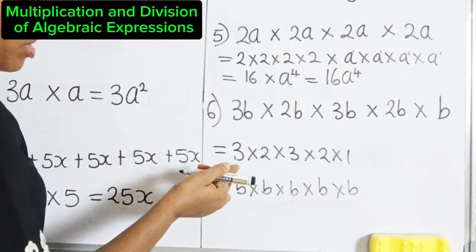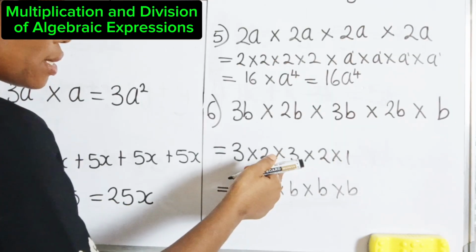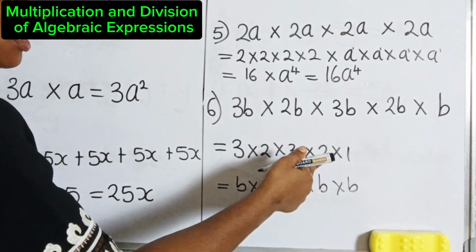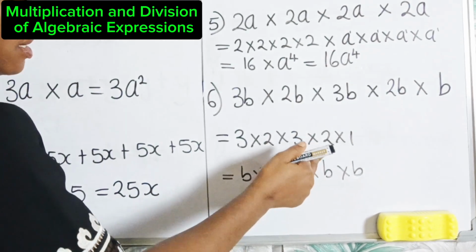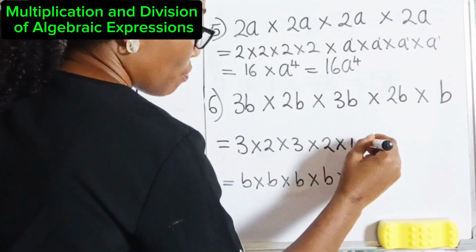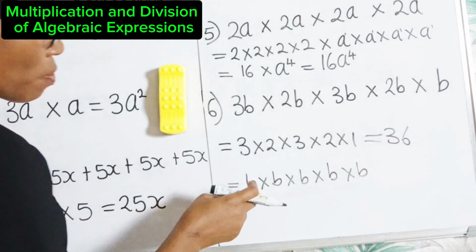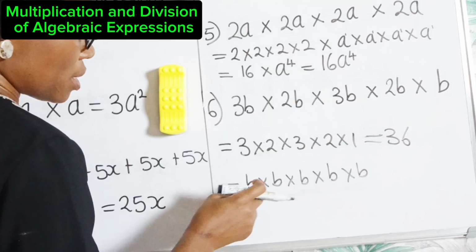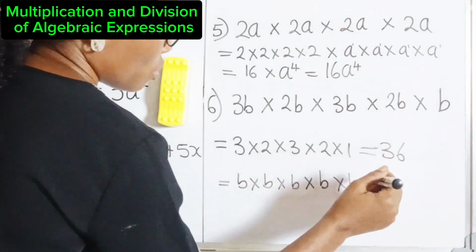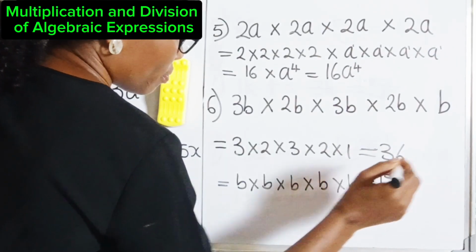So we have 3 times 2 is 6. 6 times 3 is 18. 18 times 2 is 36. 36 times 1 is still 36. So here we have 36. Okay, so for our variables, we have b times b times b times b times b. So let me count 1 2 3 4 5. So this is equal to b raised to the power 5.